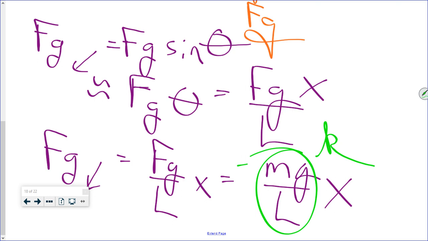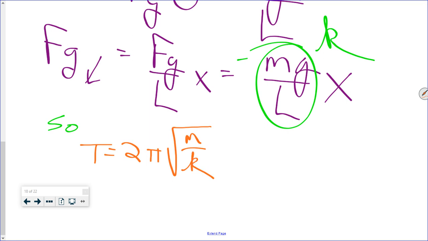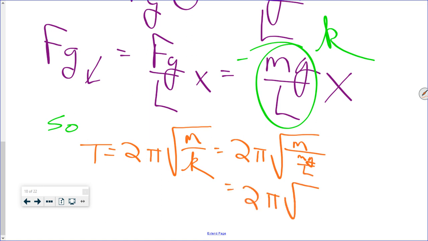All right. So remember, we learned before that period is 2 pi root m over k. K is that mess. The m's cancel, and you get 2 pi root L over g. Whoa. I recognize that.